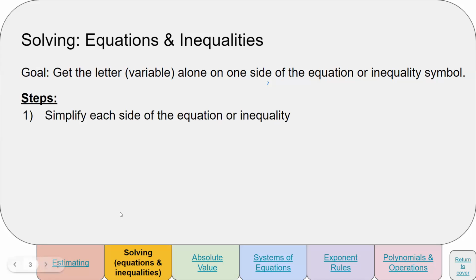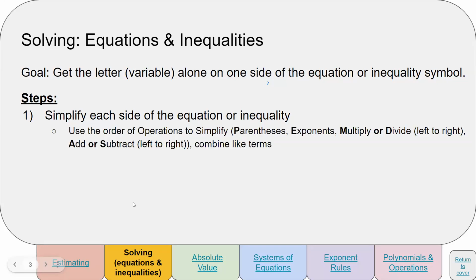Your steps are always to simplify each side of the equation or inequality as much as you can first. And to simplify, you're always using the order of operations. If you don't remember, it's PEMDAS, or PEMODAS as I like to say. You're doing the parentheses first, or any grouping symbols. Then exponents. And then the next step is multiply or divide, whichever one you come to first as you're reading from left to right. So you might have to divide before you multiply.